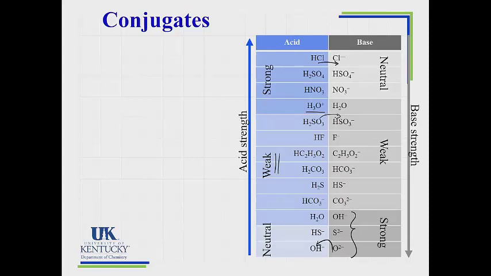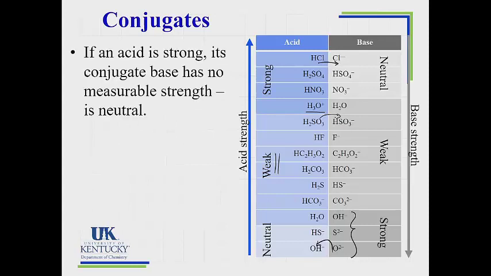And we've got some information we can put up here on the screen. All right? If an acid is strong, its conjugate base has no measurable strength. Okay? You must keep that in mind. That is an extremely important thing. Usually, anions, negatively charged ions, are proton acceptors. What are proton acceptors? Let's write that down. Proton acceptors are your bases.